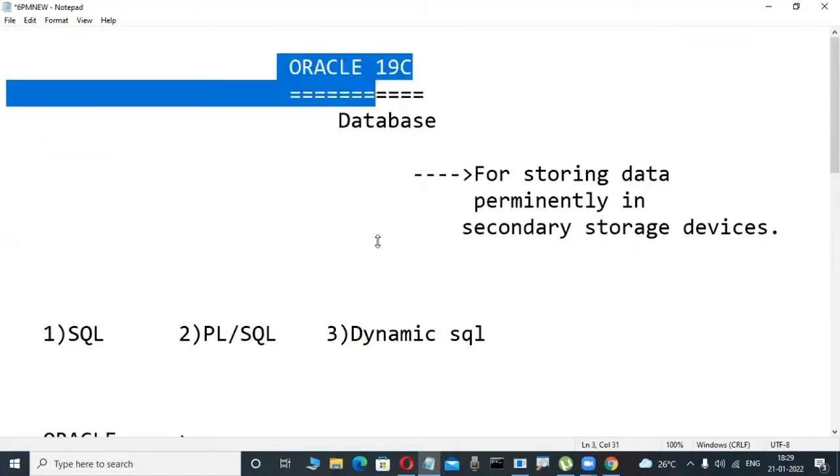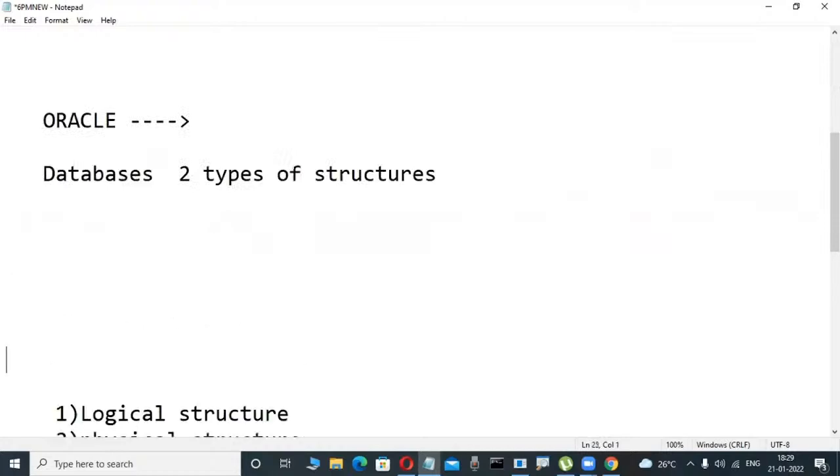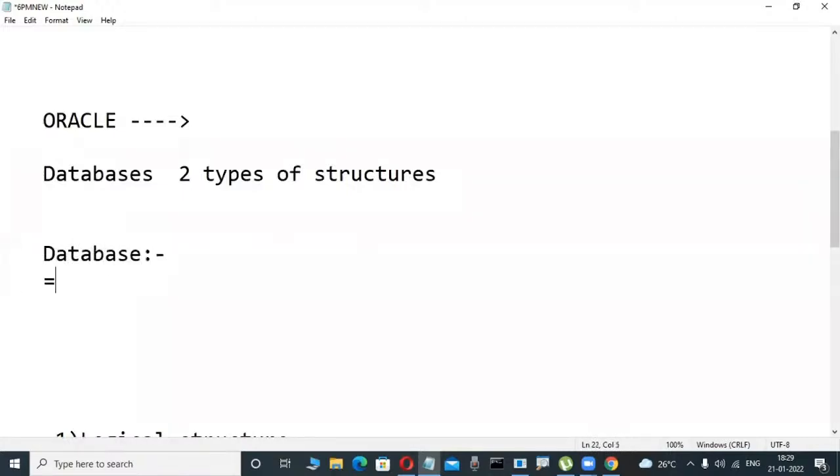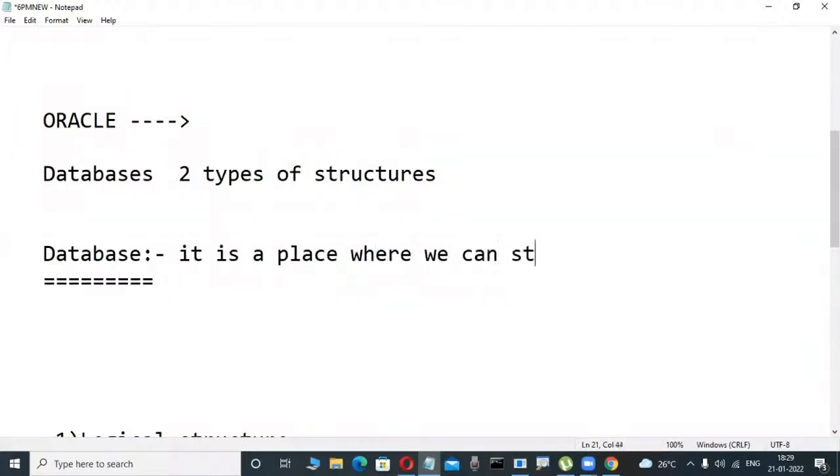Before we tell what the logical and physical structures are, consider the database definition in books, which many people write like this. Today at least you will understand it. What is a database? If you observe Google or books, it is a place where we can store a structured collection of data in a computer system. They are telling only that. What is data, what is information, what is DBMS, that is later.